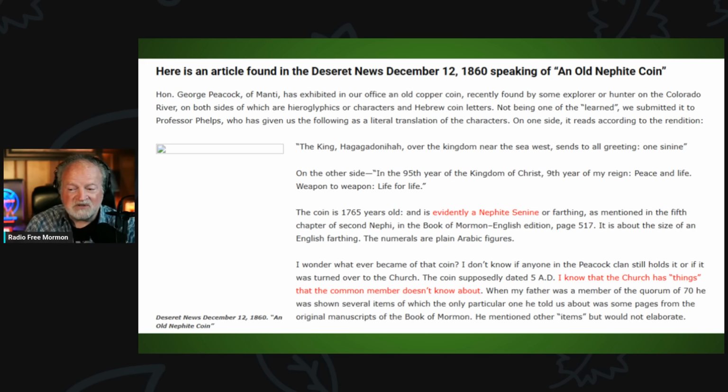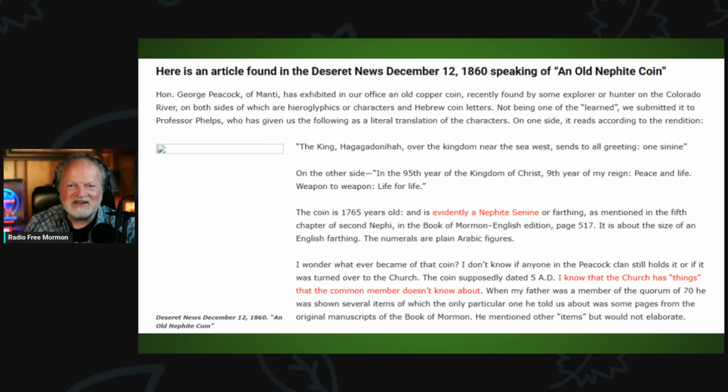On one side, it reads, according to the rendition, "the king, Hagaga Donaiha." Hagaga Donaiha. I think I'm pronouncing that correctly. "The king over the kingdom near the sea west sends to all greetings. One sinine." Oh my gosh, this is a sinine. It's even written on the coin itself. "On the other side, in the 95th year of the kingdom of Christ, 9th of my reign, peace and life, weapon to weapon, life for life." Wow, it's amazing they got all that on the face of one little coin. The coin is 17, maybe it's because it was Reformed Egyptian.